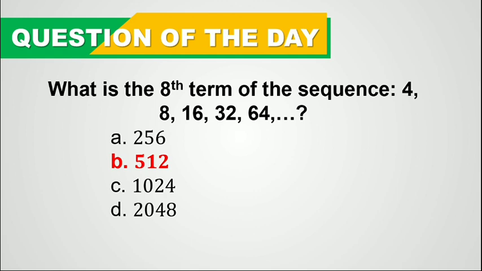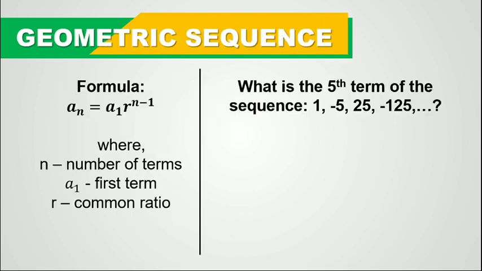Alright? Now let's have more examples for you to understand this concept better. Now let's have this one. What is the fifth term of the sequence 1, negative 5, 25, negative 125, ...? So again, let's just use the formula. We have here a sub n equals a sub 1 r to the power of n minus 1. So a sub n, what term are we looking for? The fifth term. So therefore, we're going to write here a sub 5.